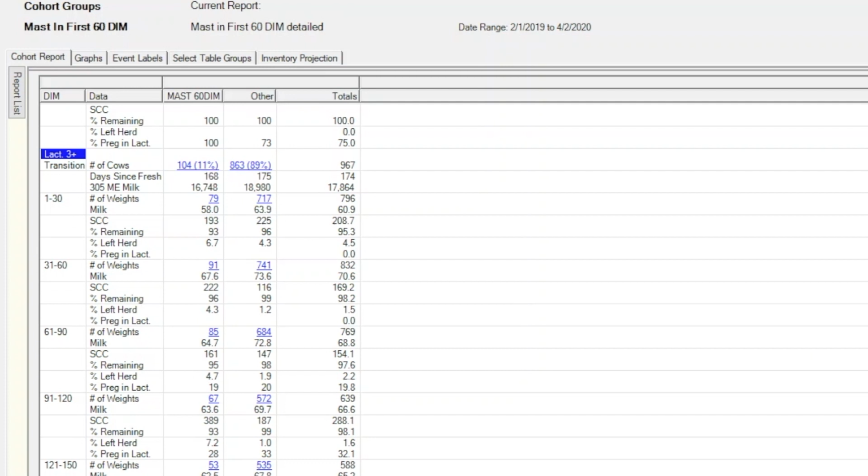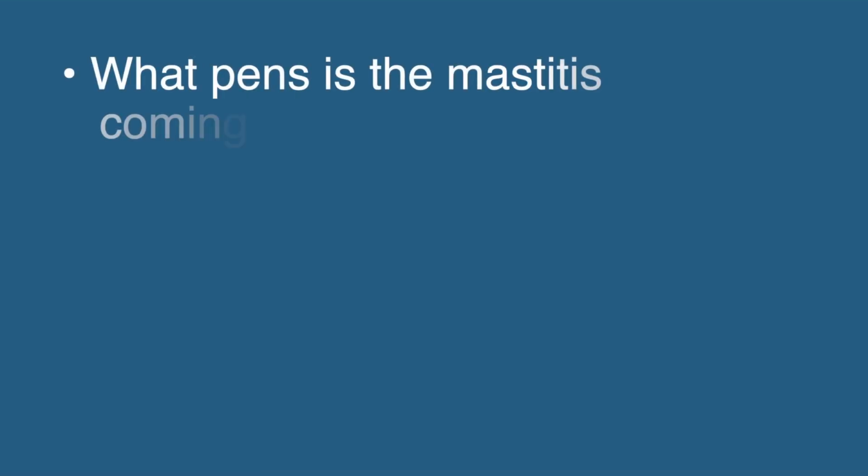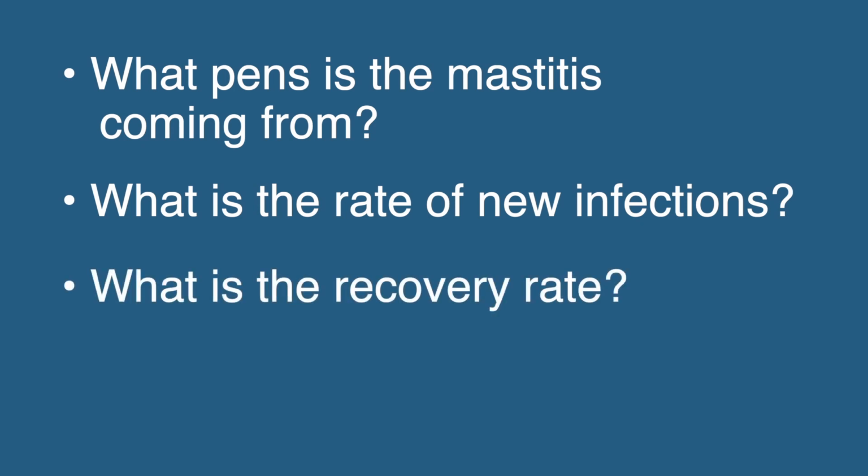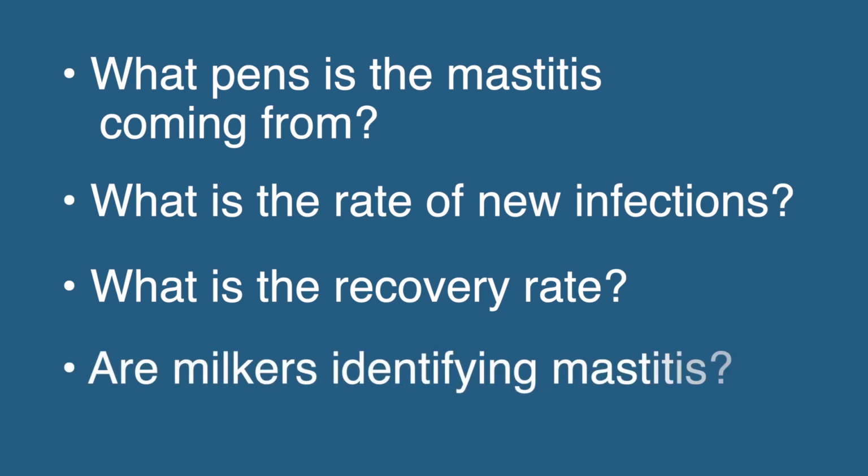There's other questions that come up that we can answer from the cohort analysis. Things like, where's it occurring? What pens are my mastitis coming from? What is the rate of new infections? And what's my recovery rate? Another question that will get asked is, are my milkers catching the mastitis and identifying them? So look for those videos to come with more training.